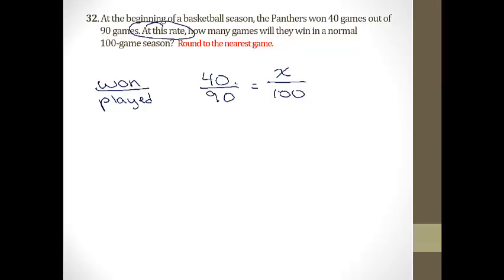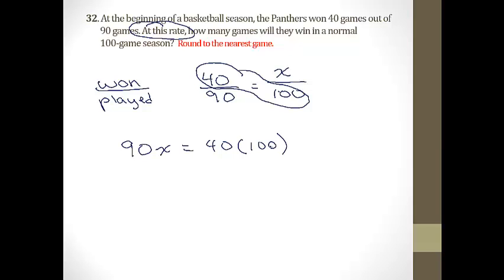In a proportion, you solve by setting the cross products equal, and it makes an equation. So if I set 90 times x equal to 40 times 100, I have an equation that I can solve for x. So we're going to simplify. We have 90 times x equals 4,000. To get this x by itself, we have to divide by 90.